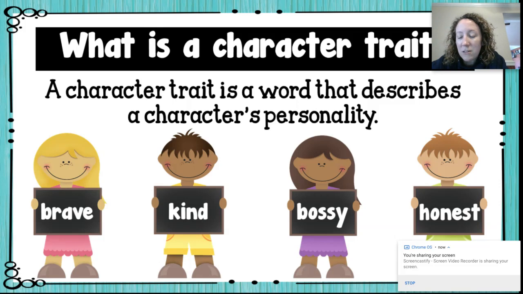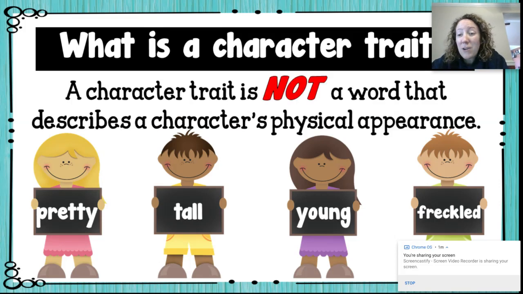It's really important to understand that a character trait can be both a positive and a negative word, okay? But a character trait is not a word that describes the character's physical appearance, like what they look like, all right? You wouldn't use the word pretty, tall, young, or freckled, meaning that you have little dots on your face. Those are all describing how a person looks, all right? It has nothing to do with their personality.